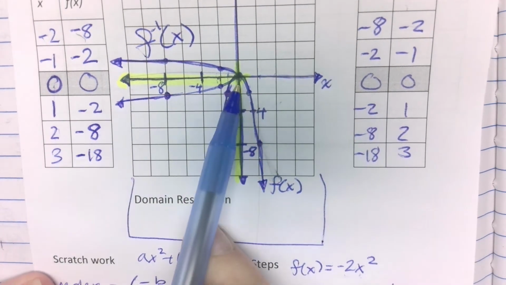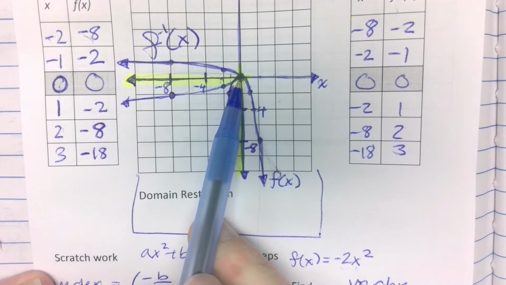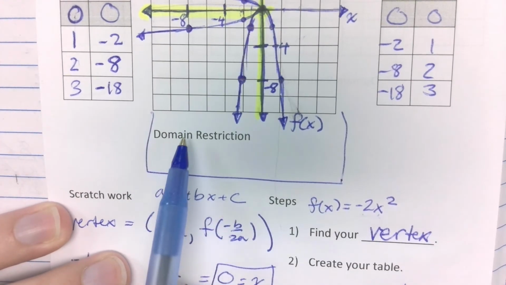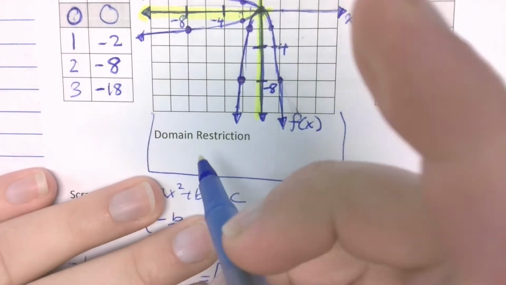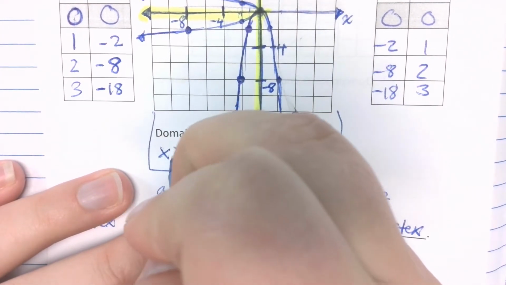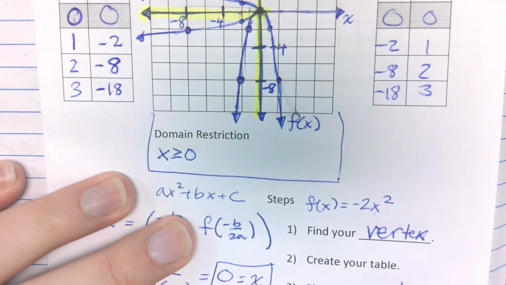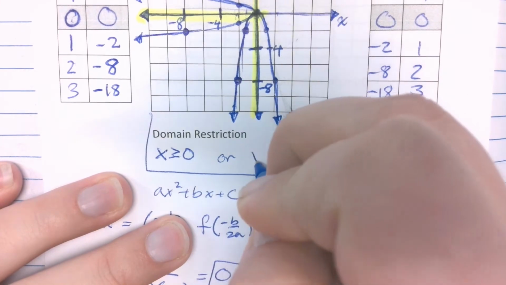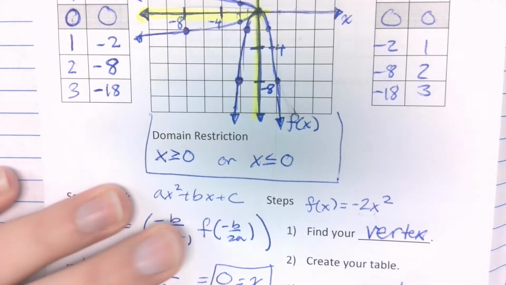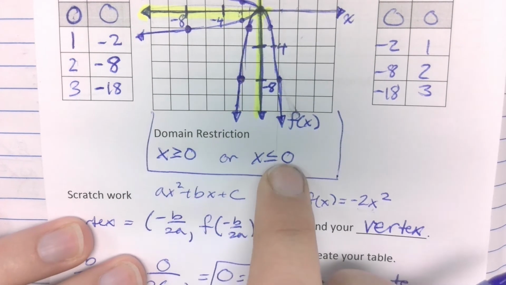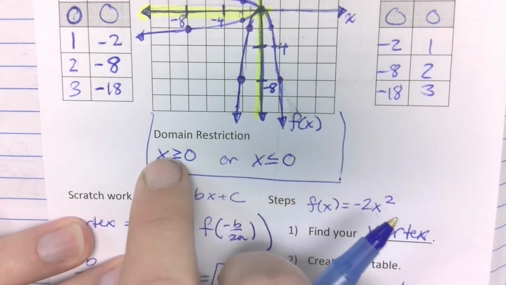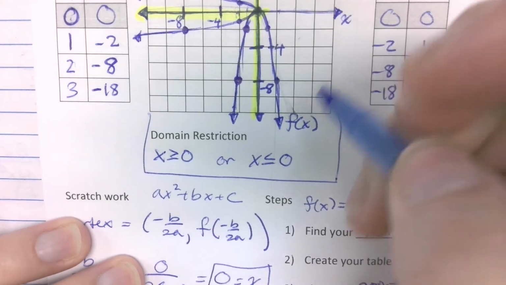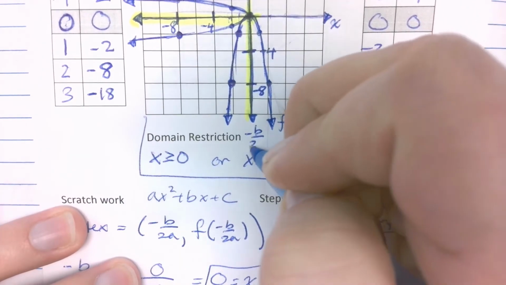What's that special point called? Vertex. The vertex. Your restricted domain is always going to be two things. X is greater than or equal to whatever your vertex is, or x is smaller than whatever your vertex is. This is always the x coordinate of your vertex. It's always opposite of b over 2a.